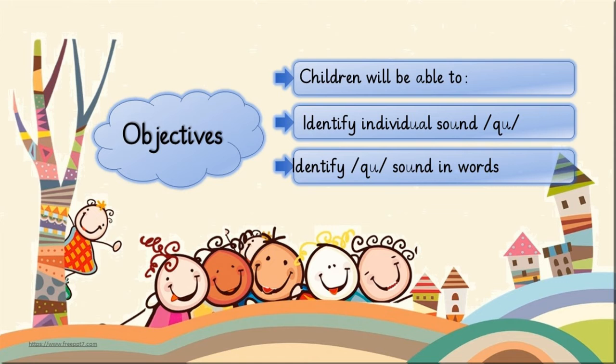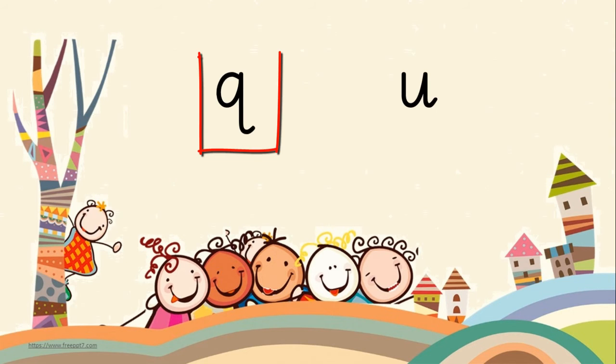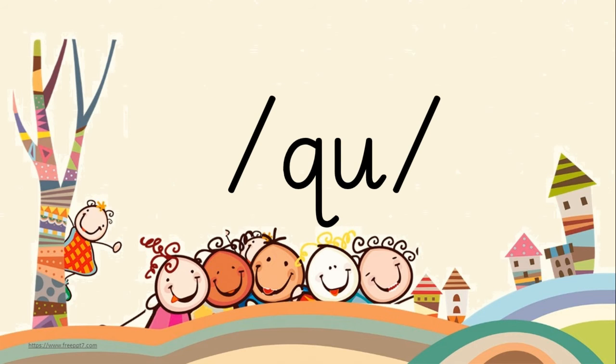Let's get to know what a digraph is. A digraph is a combination of two letters representing one sound, as Q and U are two separate letters, but together their sound is Qu. Okay, so let's make some words with the Qu sound.